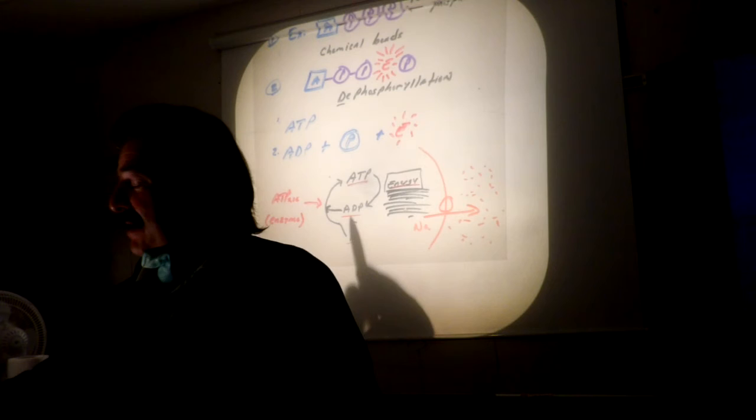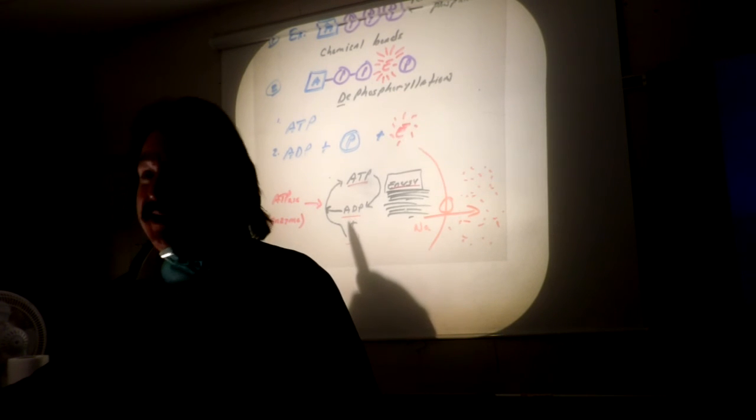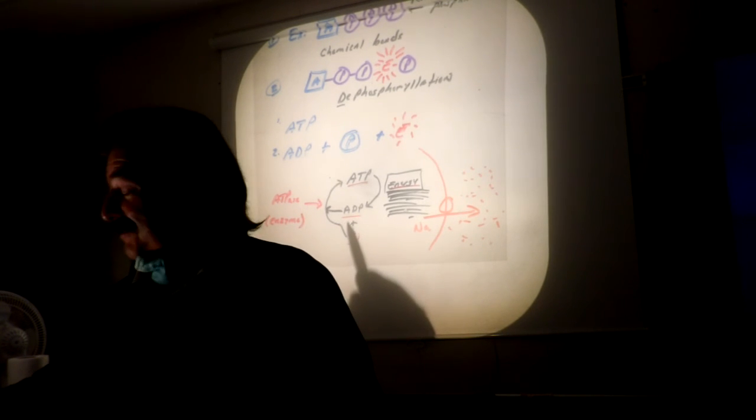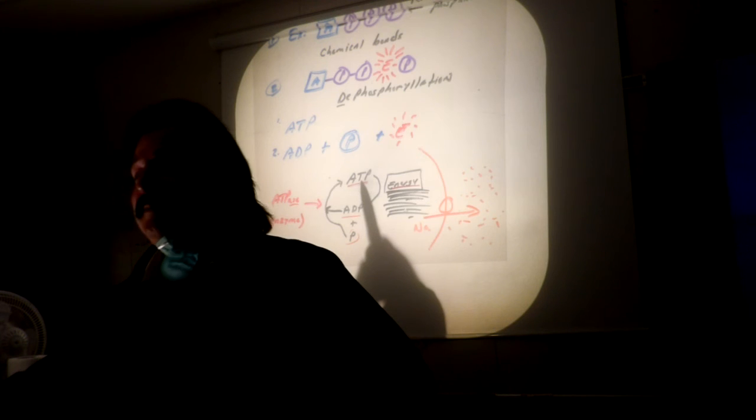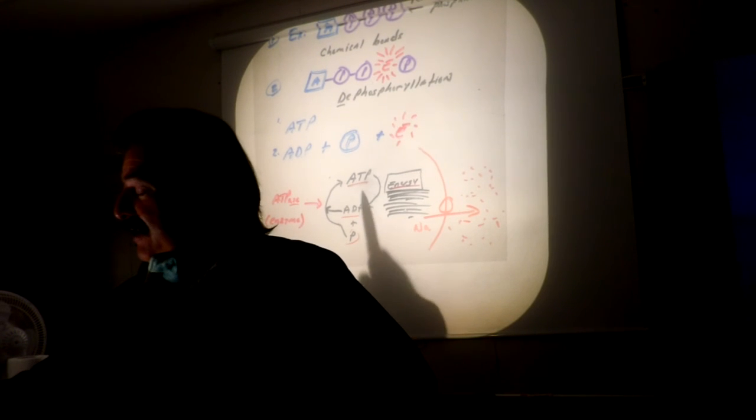What happens to those free phosphates? Do you think they might recombine with all the ADPs we've made? Absolutely. In fact, there is an enzyme called ATPase, and all enzymes end in -ase, for your information. ATPase enzymes make sure that ATP is available, and that when ATP gets broken down into ADP, that ADP rejoins with phosphate and becomes ATP again.